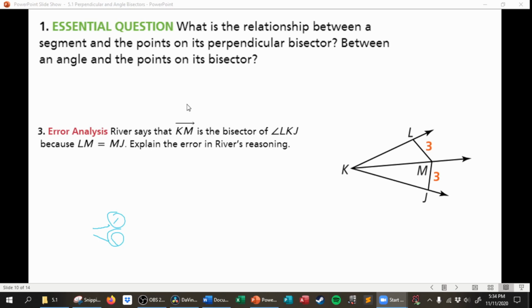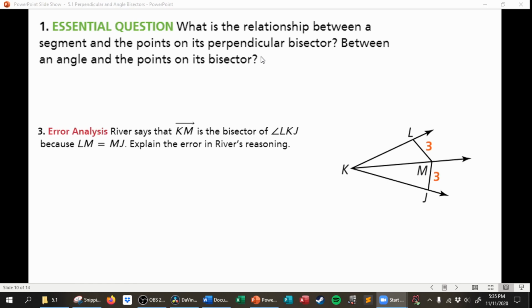So what I want you guys to do, and try not to pause the video so you can just copy the answers, but I'd like to hear from you, is to tell me what is the relationship between a segment and the points on its perpendicular bisector, between an angle and the points on its bisector. That was what our bell work was, and I know I said we'll come back to it. This is what I meant by come back to it.